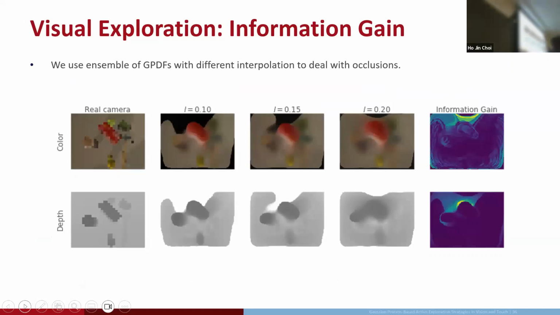Usually the surface representation doesn't have occlusion information like an occupancy view, but in our case, we use an ensemble of GPDFs with different interpolation capability to mimic the occlusion effect, so that when we are using information gain, we can actually get the occluded areas highlighted as in the image.